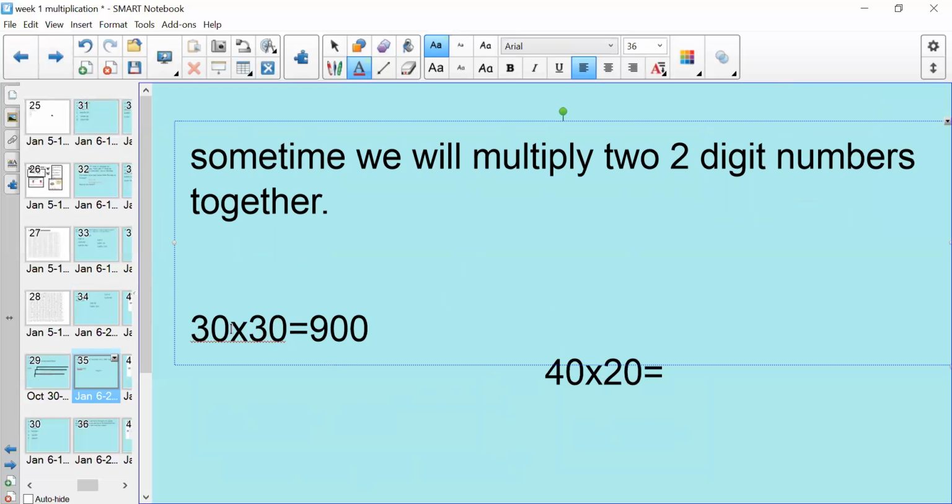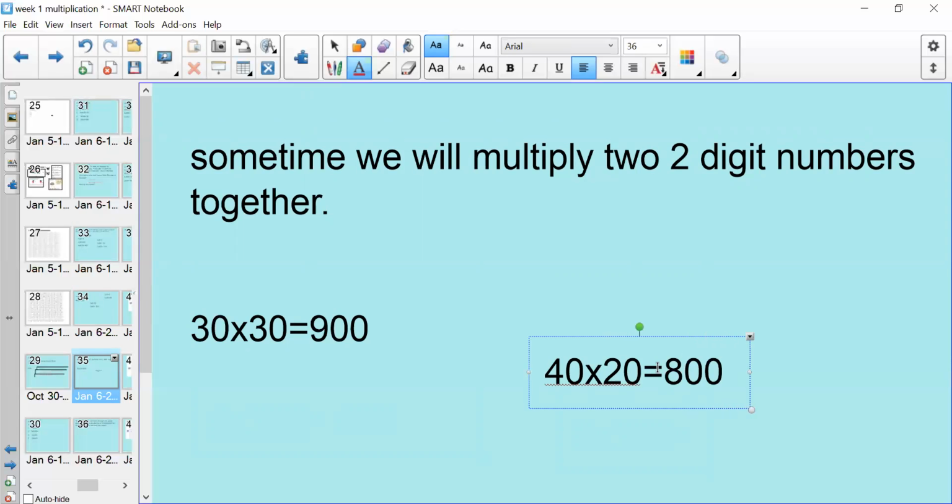And a big clue is that because there are 2 zeros in your question, there's going to be 2 zeros in your answer. And same with this one. We know that 4 times 2 is 8. Therefore, 40 times 20 will be 800.